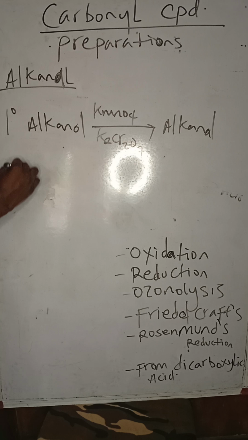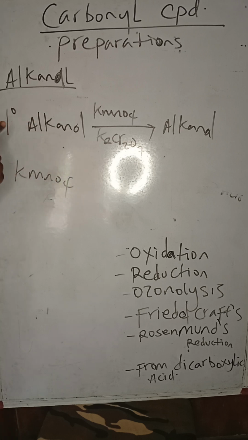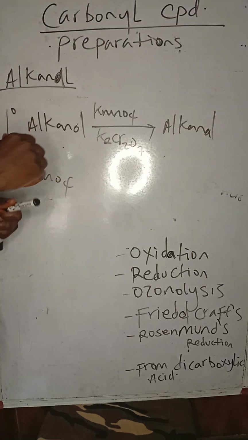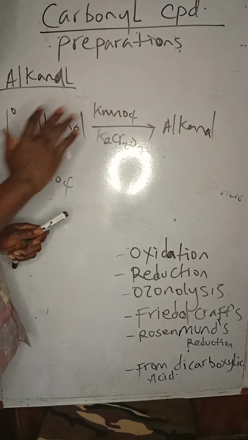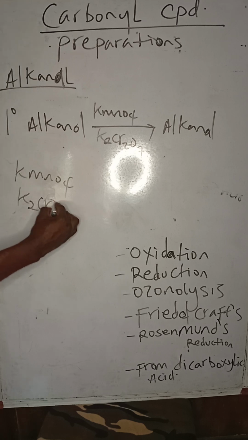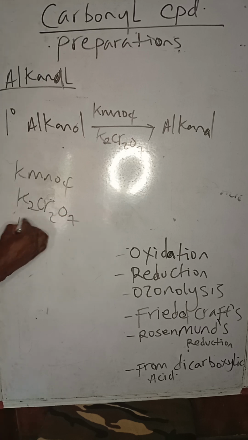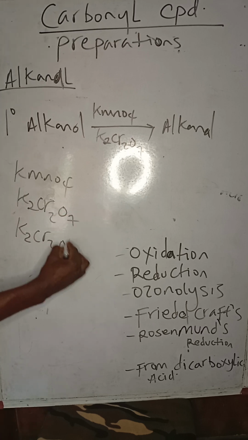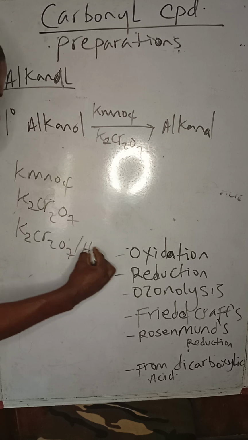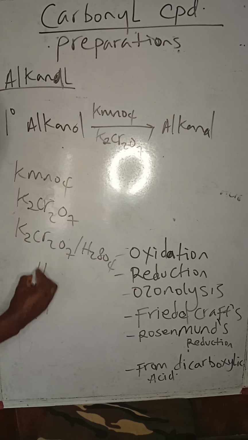So let me just list them. I can use KMnO4, alkaline or acidic, but for this kind of reaction, I'll prefer alkaline because I don't need the alkanols to become alkanoic acid. I want them to become alkanals. So we'll stop there. So we use KMnO4, we use K2Cr2O7, yes, also alkaline condition. Then we can also use chromic acid. Chromic acid is K2Cr2O7 in H2SO4.